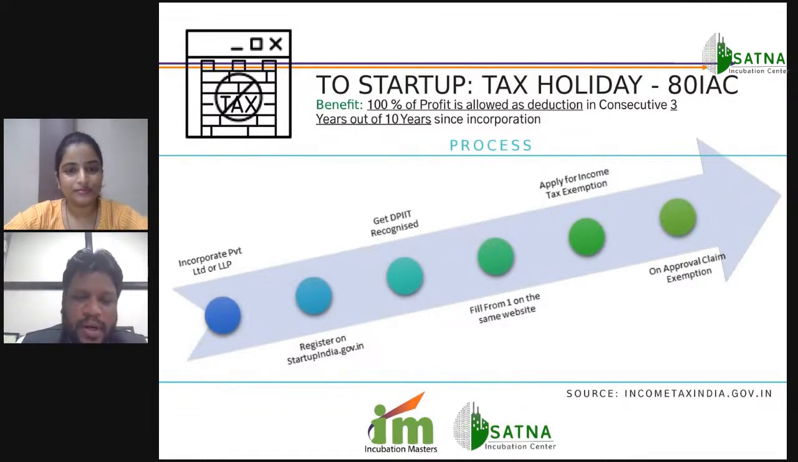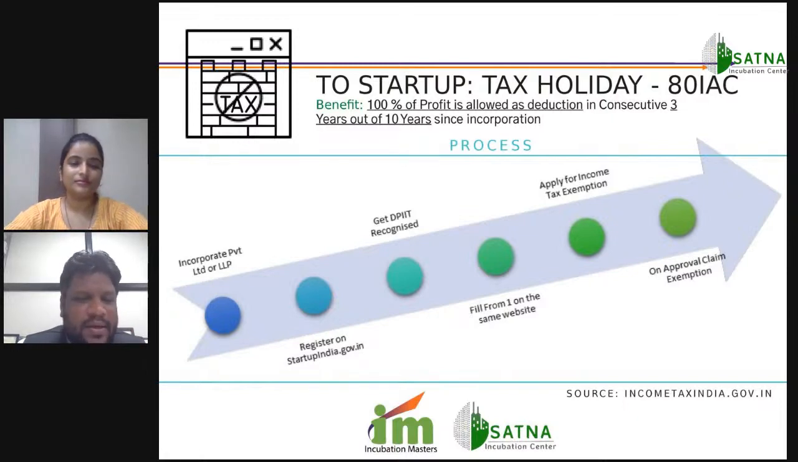Register on startup.india, fill form 1 on the same website, and on approval, claim the exemption. So there will be two criteria. They will ask you for the documents for the tax exemption. If your documents are fulfilling, they will approve. If not, they will give you a show cause notice to explain.